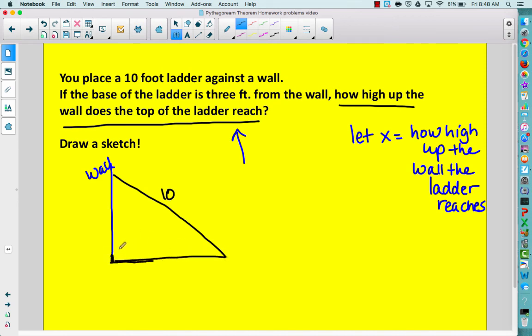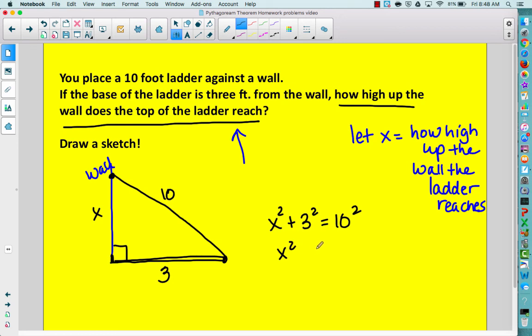Now, a wall and the ground are always going to create a right angle, and this is 3 feet because the ladder's placed on the ground 3 feet away. So it asks, what's the height of the ladder, right? How high up the wall does the ladder reach? The height of the wall from here to here. All right, so now use the Pythagorean theorem. X squared plus 3 squared equals 10 squared.